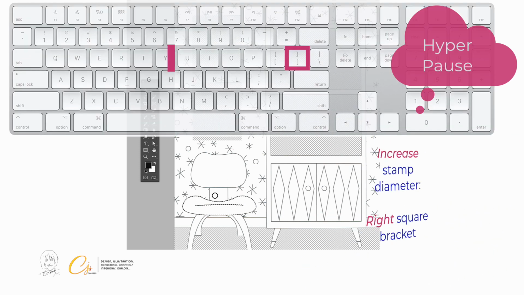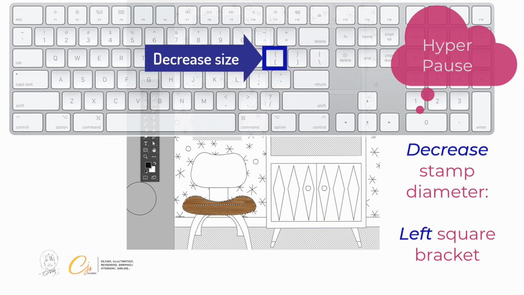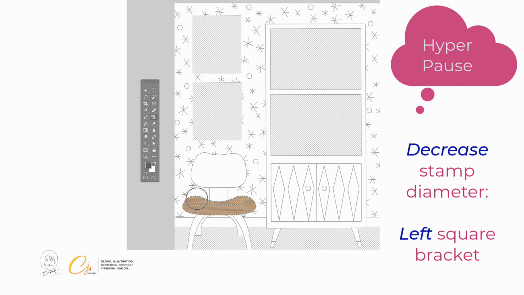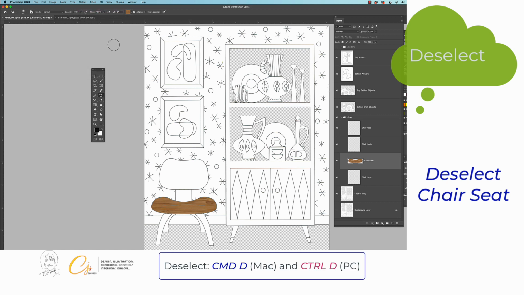To increase the diameter of the pattern stamp, pick on the right square bracket on your keyboard. Alternatively, to decrease the diameter of the pattern stamp, pick on the left square bracket on your keyboard. Once you have placed the material on this section, deselect the chair seat. Deselect keyboard keys are Command-D on a Mac and Control-D on a PC.